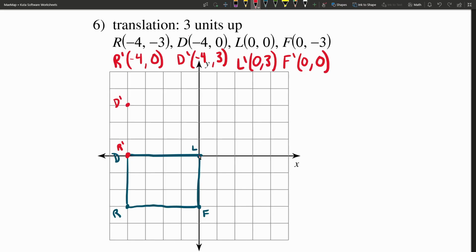L gets shifted 3 units up to be at the point 0, 3, so there's L prime. And F gets shifted 3 units up to land where L originally was. So here is now F prime. Connect the vertices to form our new translated figure. There we have number 6. Let's move on to the second page.